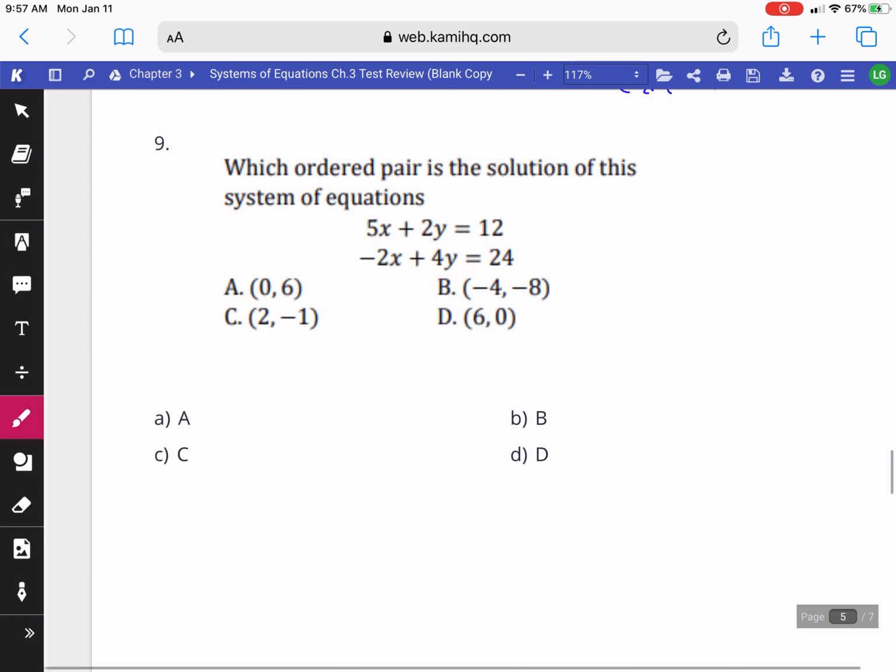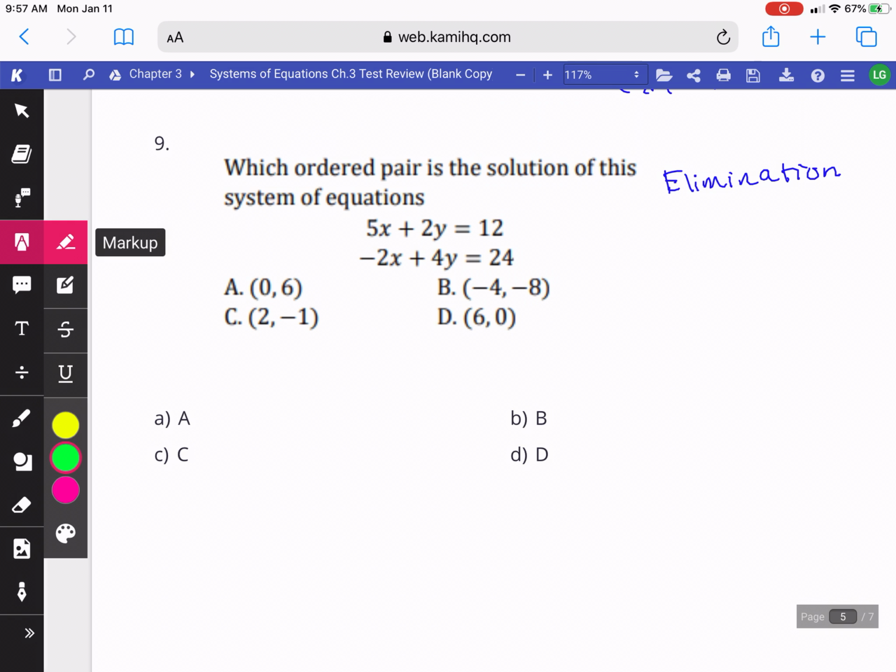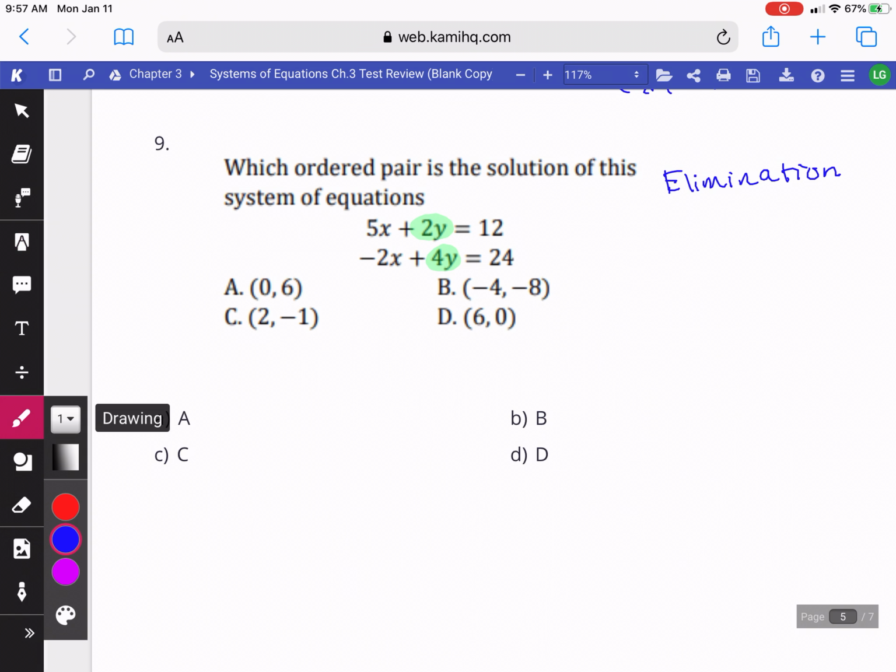Question 9 also wants us to do elimination. This time, again, we're going to have to multiply. There's several ways you can do this. I'm actually going to use my y's because the bottom one's a 4, and we can make the top one 4 by multiplying by 2. So I'm going to multiply everything in the top by 2. And then my equation becomes 10x plus 4y equals 24. My bottom one I'm going to leave the same.